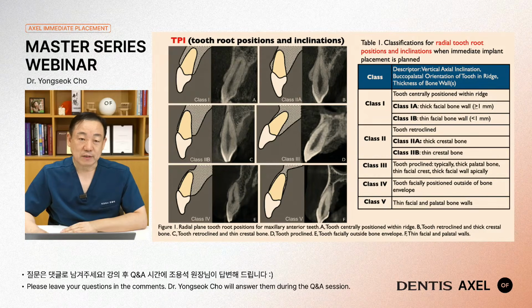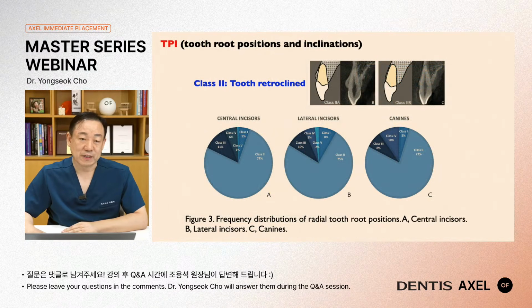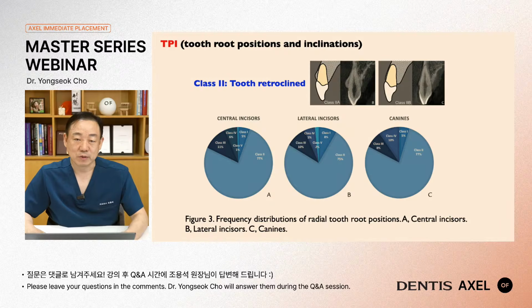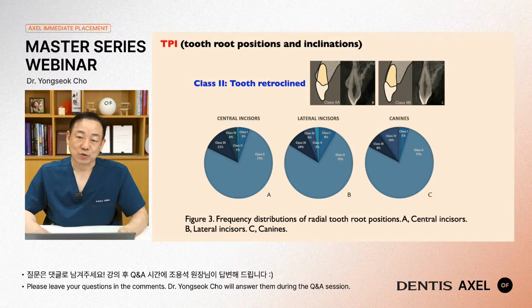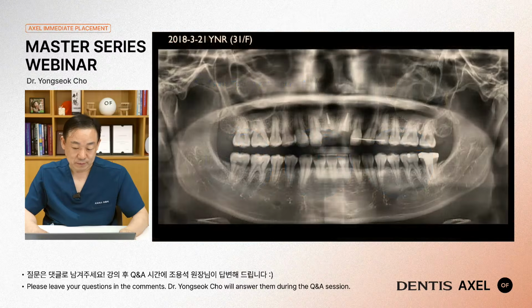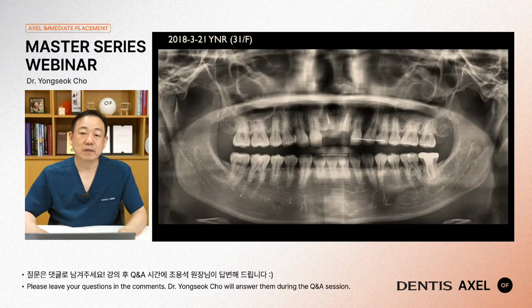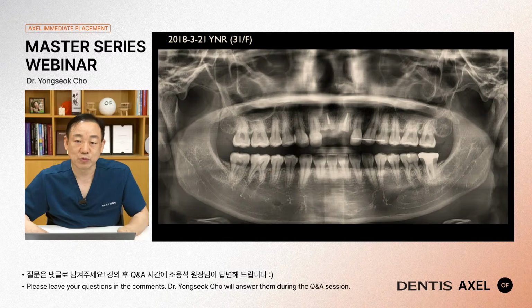This article comes from South Africa, and in their population, the most dominant class was class 2, the tooth reclined condition. And it was the same in the Korean population. This is a 31-year-old young female patient who planned an anterior implant.